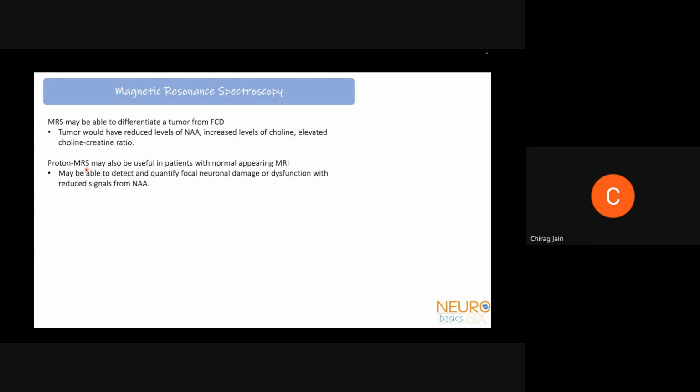Sometimes a proton MRS can also be used to detect areas of damage on a normal appearing MRI. The MRI may appear normal, and the MRS may pick up low NAA signals from certain areas, which will help you to localize that maybe the epilepsy is coming from a certain focus.